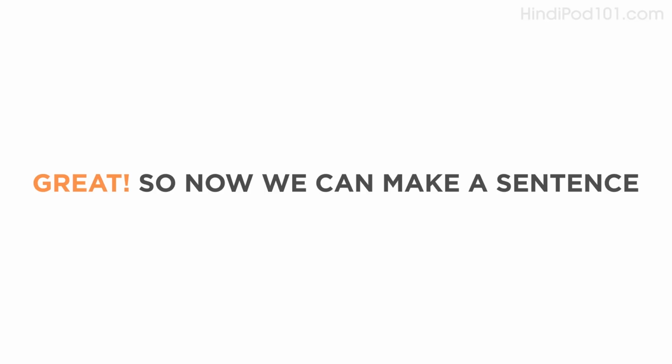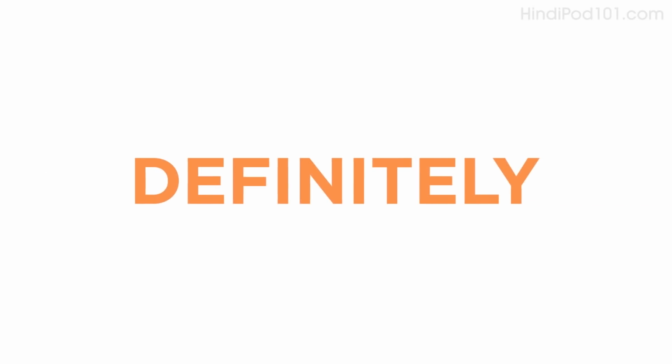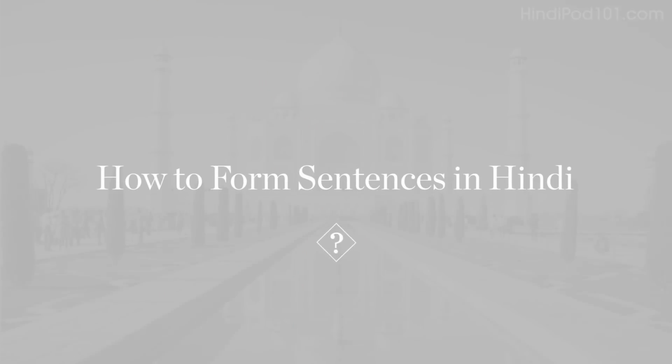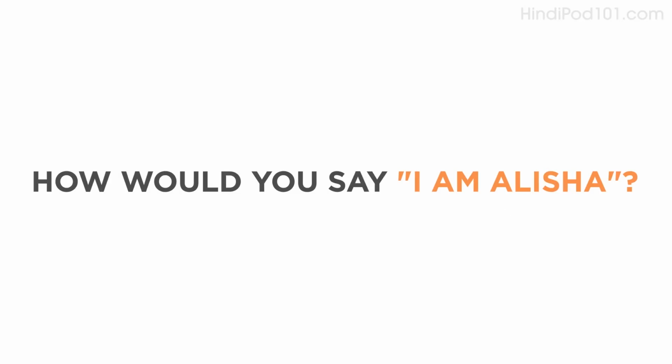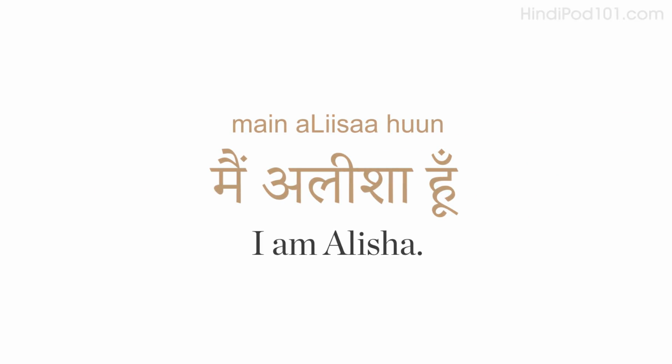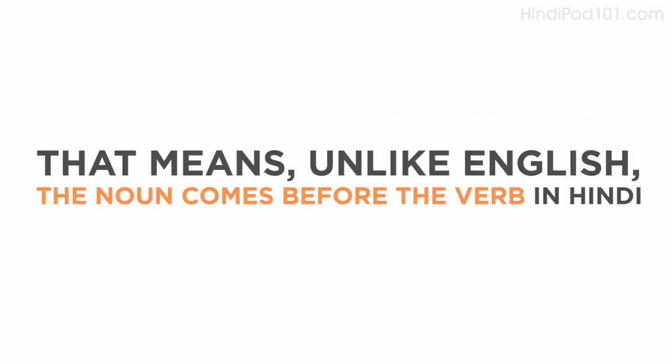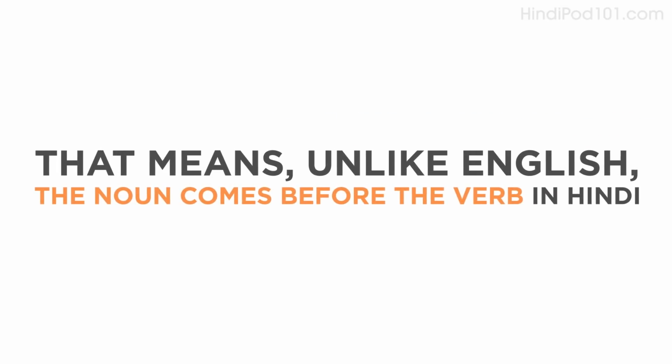Great! So now we can make a sentence. Definitely. How would you say, I am Alicia? That would be मैं अलीशा हूँ. So, the order of the words is I, Alicia, am, or pronoun, noun, verb. That means, unlike English, the noun comes before the verb in Hindi.